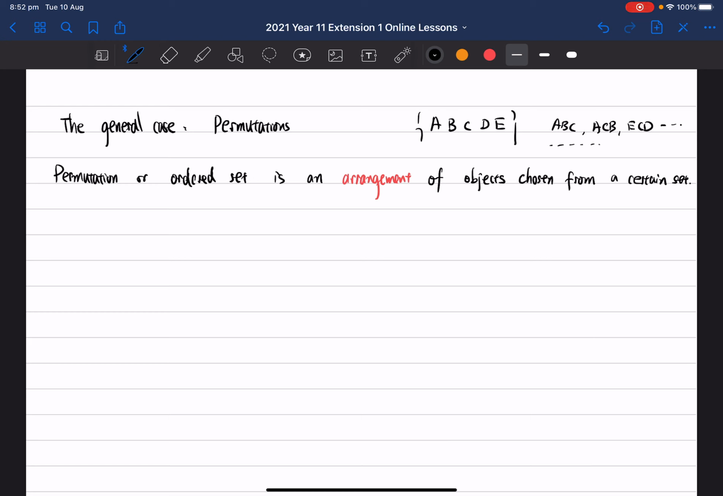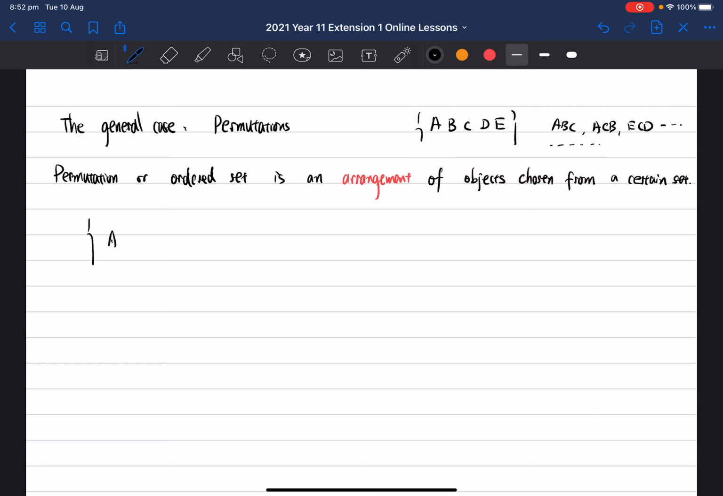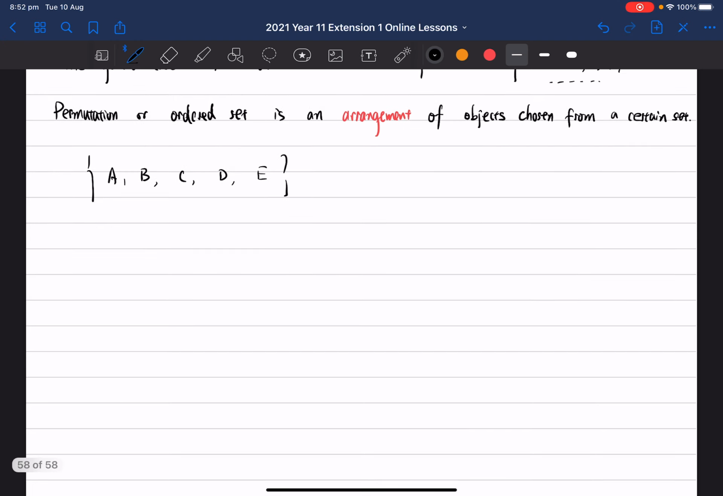Okay, so what does that mean? For example, let's use the same example here. We've got 5 letters, so we've got a set A, B, C, D, and E. Then we want to choose a set of 3 letters, and we want to find out what the possible arrangements are.